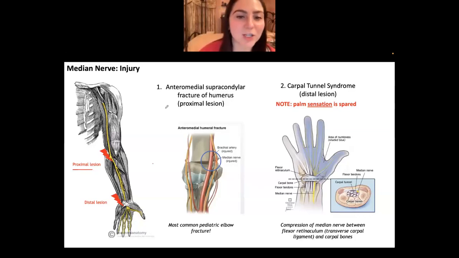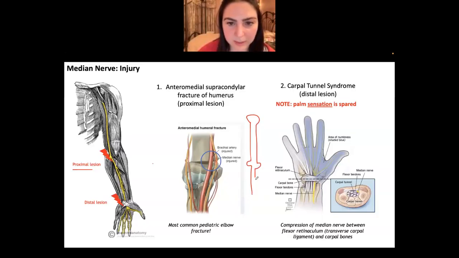All right. So just like with our radial nerve, shocker, it's super similar to the radial nerve. We have that supracondylar fracture, but now there's an anteromedial dislocation. So here is our humerus bone, and here are our condyles, and then here's the rest of the forearm, and then the hand. This is going to be medial. This is going to be more lateral, where the thumb is. The median nerve runs over here.